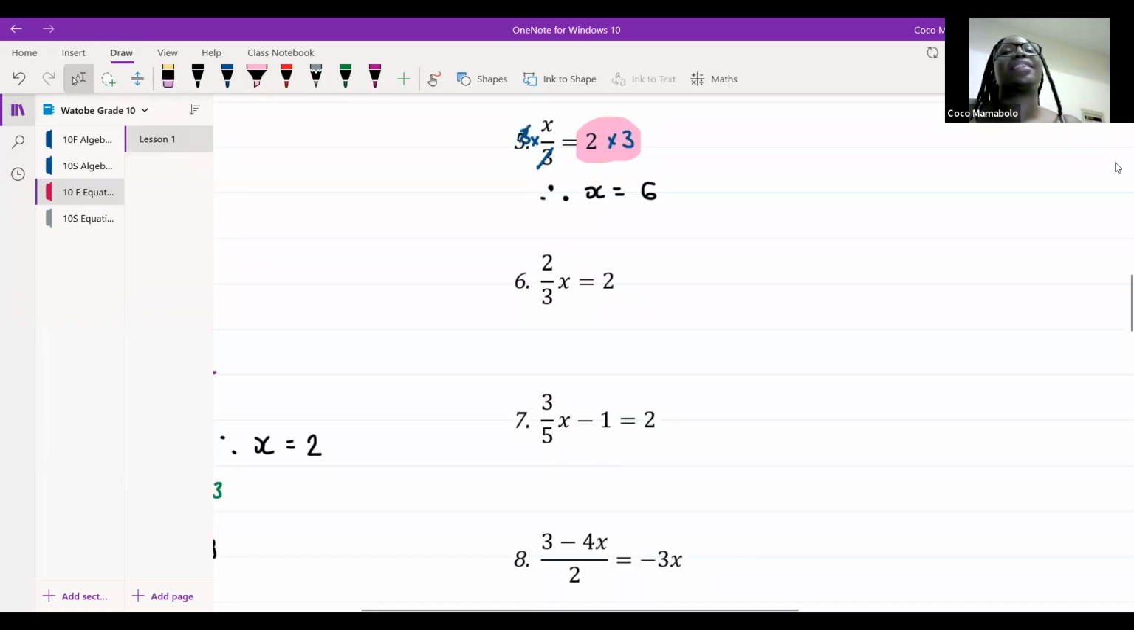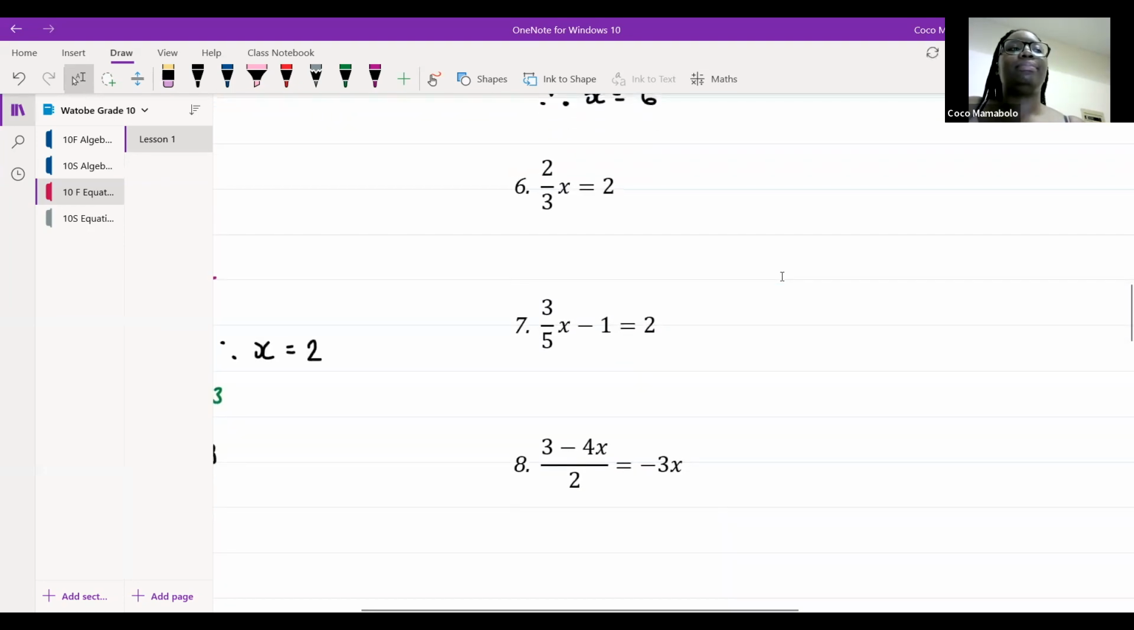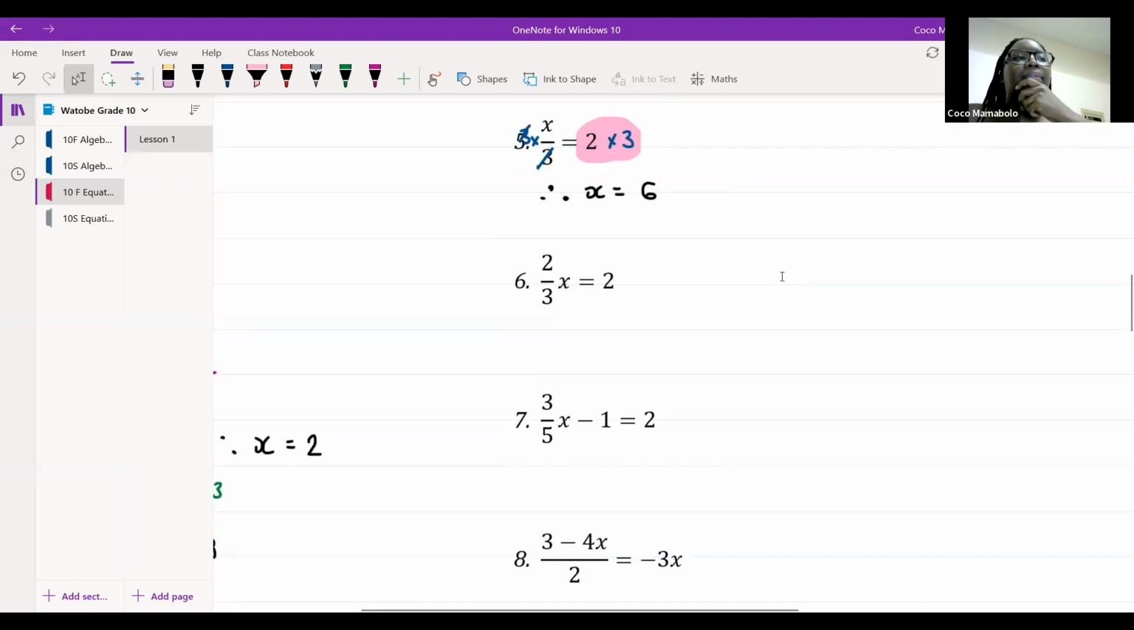Nice job. Unati, I see you. I think you put your hand down by mistake, my dude. Help me with this next one. Help me with number 6. What do you think? No, ma'am, I just wanted to ask something. Yes. I wanted to ask if you lose marks if you don't include the therefore.